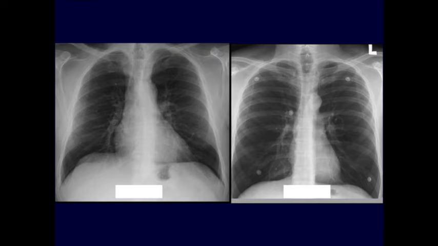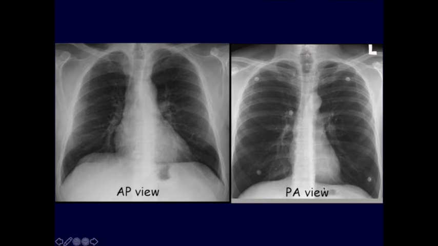Here we have two films. One is AP and the other is PA. The one on the left is the AP view, and the one on the right is the PA view. The film is usually labeled, but you can usually tell by just looking at the pictures. Things closer to the film are going to look smaller and sharper, and things further away from the film are going to look relatively magnified.